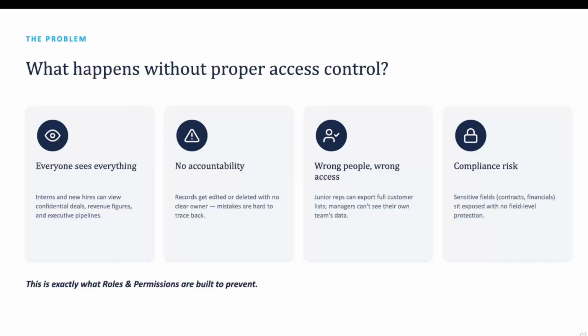The fourth is compliance risk. Your sensitive fields, contacts and financials, get exported with no field-level protection. This explains how, if you don't have proper access control, your business may be impacted. This is exactly why roles and permissions are built, and they prevent you from loss.